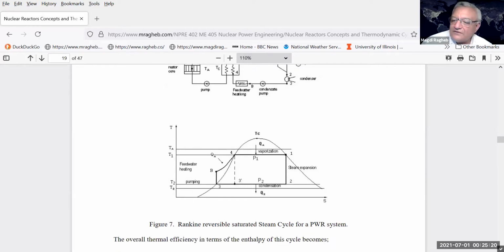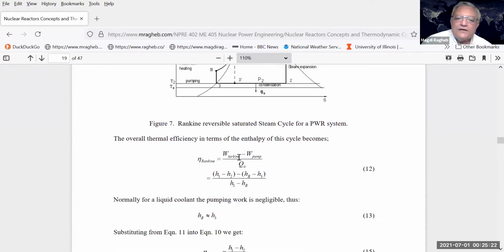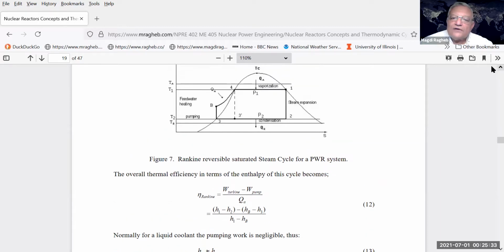So in that case, we can write for the efficiency of the Rankine cycle, the regenerative in that case, in terms of the enthalpy now, the work done in the turbine, which is the enthalpy at point 1 minus enthalpy at point 2, the total energy, if you want to call it, minus the work done in the pump, from the enthalpy at B minus the enthalpy at 3, divided into the total heat addition, the enthalpy at point 1, H1, minus the enthalpy at B.